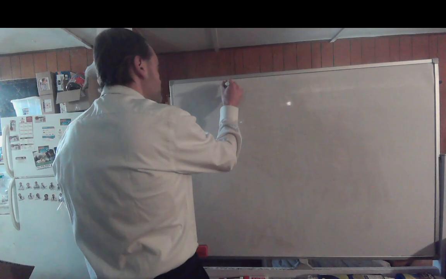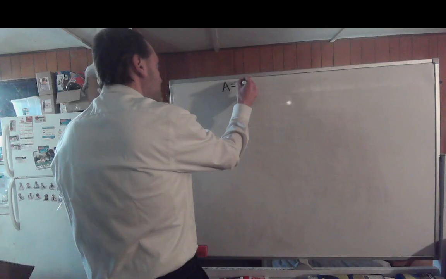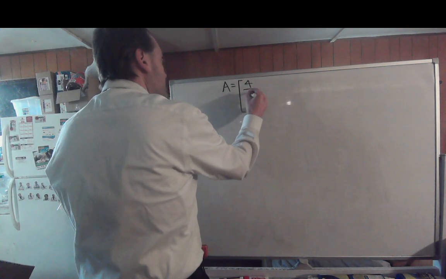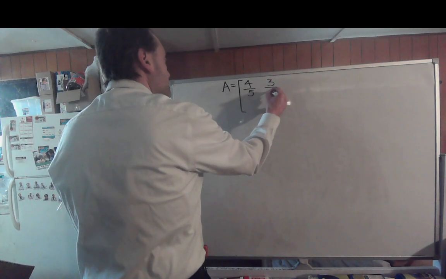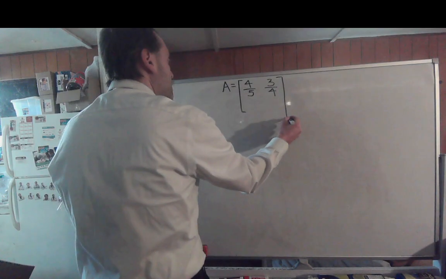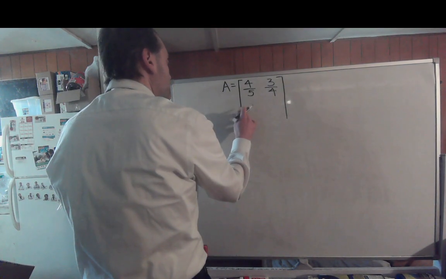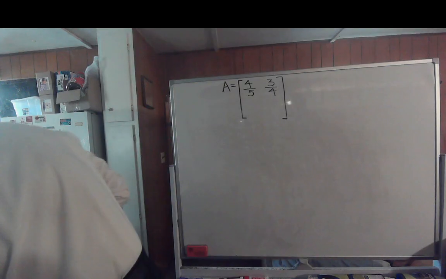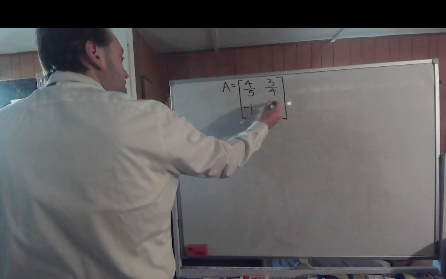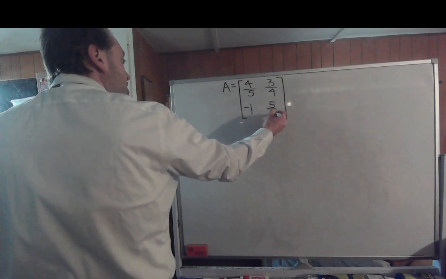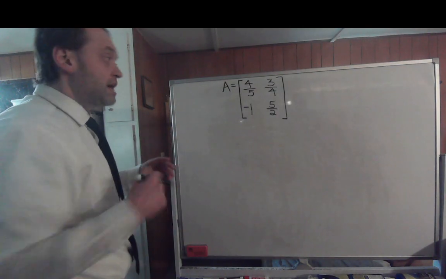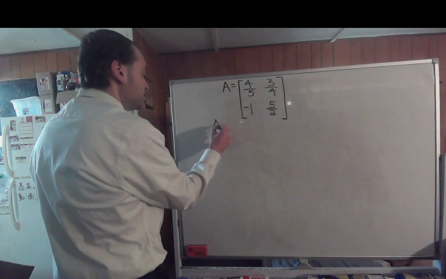What is the last one of the lesson? A has entries of 4/5, 3/4, alright, then it also has -1 and then 5/2. So yeah, that's a nasty looking one because of the fractions. But let's start out with finding the determinant of A first.